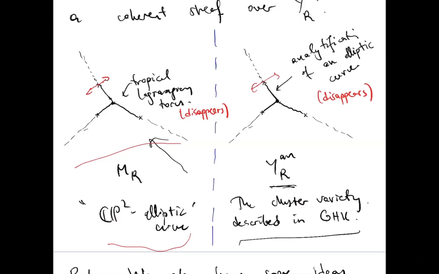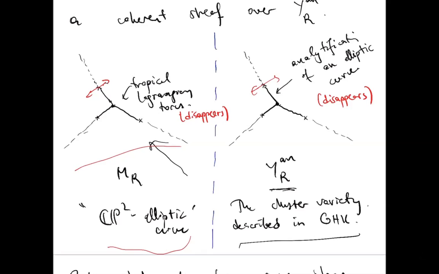Okay, but I interrupted you. You take the CP2 minus elliptic curve. The mirror of this should be this cluster variety itself, that it's diffeomorphic to. One thing you can see, for example, is this tropical Lagrangian here. This tropical Lagrangian is mirrored to some kind of analytification of an elliptic curve in the mirror. But once you turn on this deformation, both of these disappear.